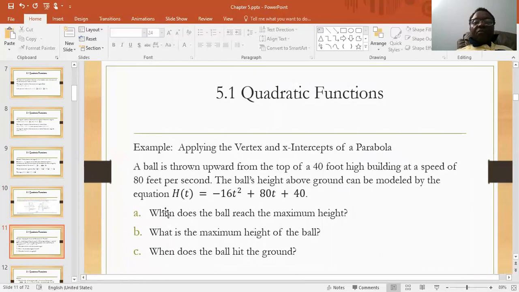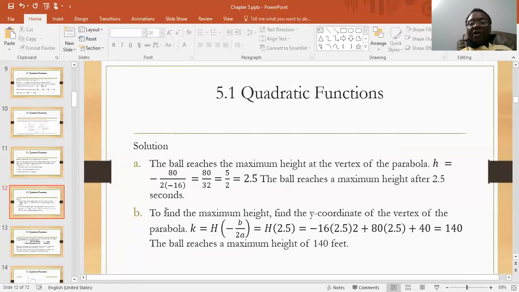Example, a ball is thrown upward from the top of a 40-foot high building at a speed of 80 feet per second. The ball's height above ground can be modeled by the equation h of t equals minus 16t squared plus 80t plus 40. When does the ball reach the maximum height? What is the maximum height of the ball? When does the ball hit the ground? So these are questions of application of the vertex and x-intercepts.